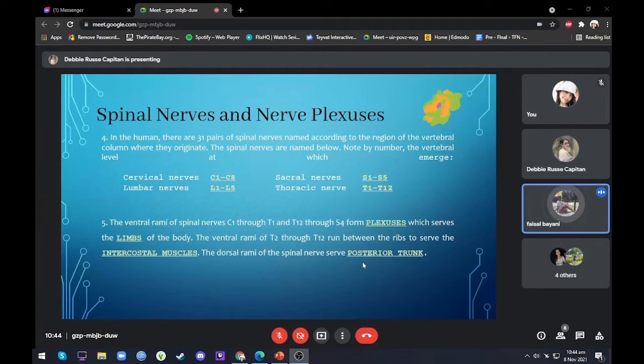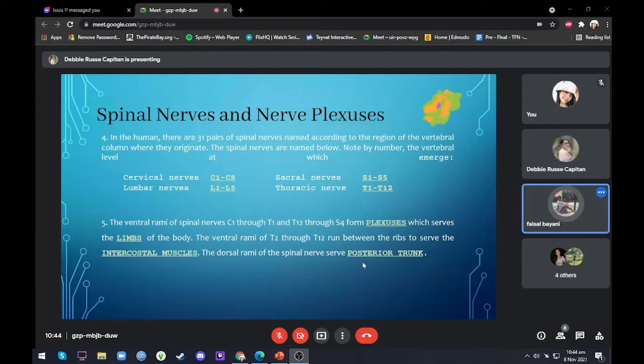Spinal nerves and nerve plexuses. Number 4. In the human, there are 31 pairs of spinal nerves named according to the region of vertebral column where they originate. The spinal nerves are named below. Note by number the vertebral level. Cervical nerves C1 to C8, the lumbar nerves L1 to L5, the sacral nerves S1 to S5, and thoracic nerves T1 to T12.